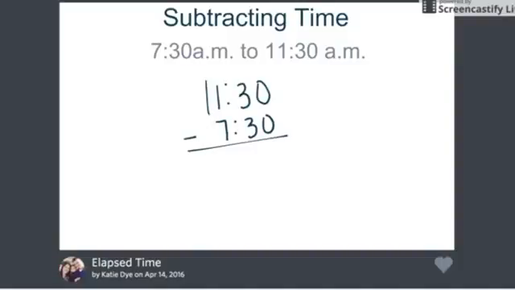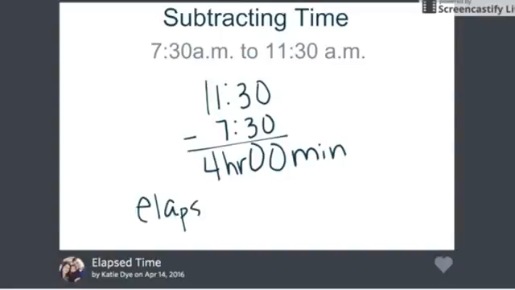making sure that we line up the minutes and the hours. We'll say 0 minus 0 is 0. 3 minus 3 is 0. That gives us our minutes. Now we'll say 11 minus 7, which is 4. That gives us our hours. This tells us that 4 hours and no minutes have passed. So the amount of elapsed time is 4 hours.